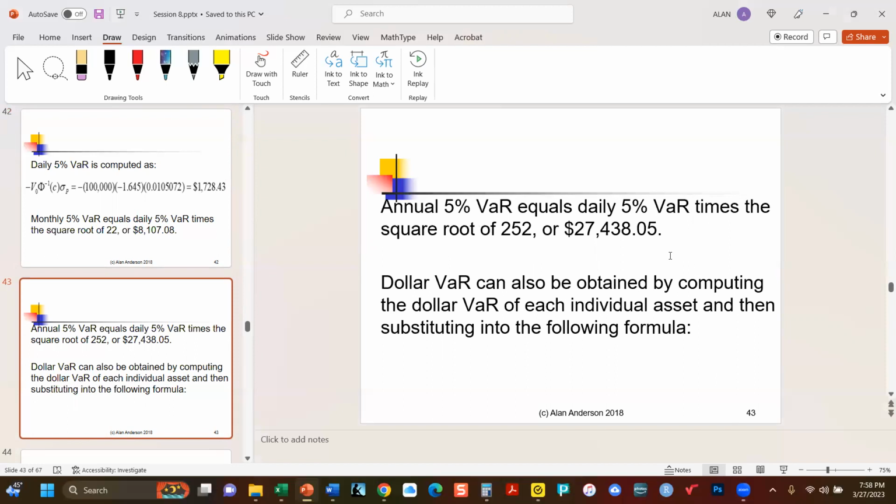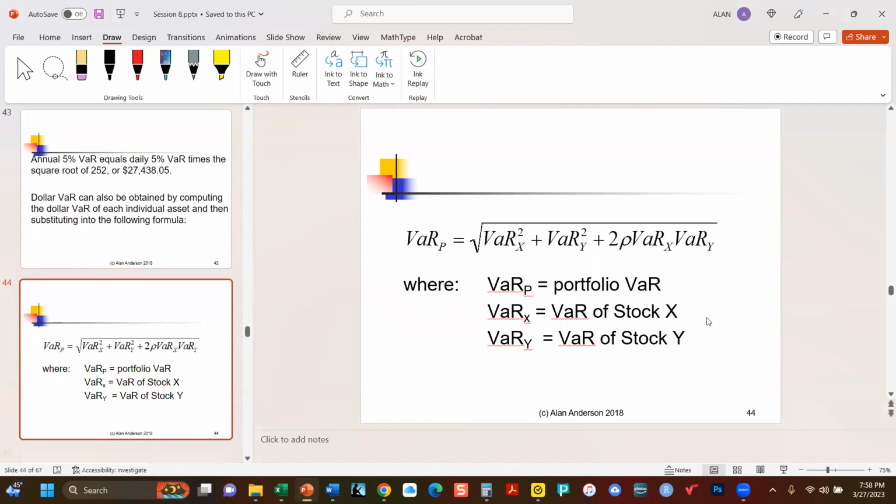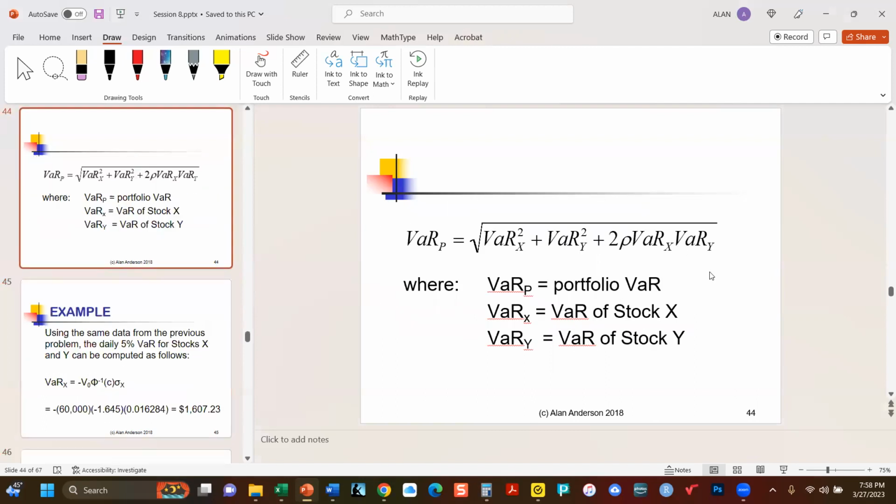Now, if you really are interested in the dollar-only VAR, not so much the percentage, there's another alternative way of doing this. Which one you use depends on which one you like better. But if you were to calculate the dollar VAR of both stocks individually, you could plug them into this formula and you'll end up with the same result. So let me show you how that was done. I don't know if either one is necessarily quicker. It's just kind of interesting that you can do this.